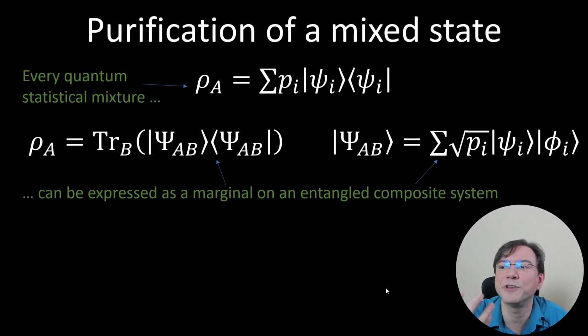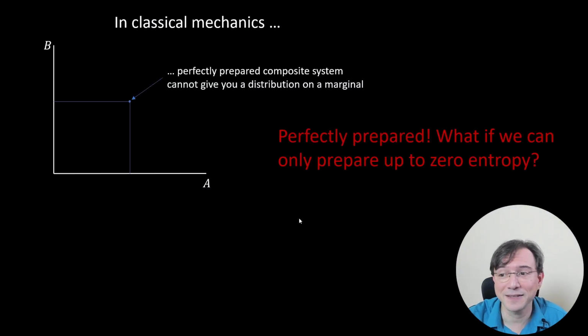Now, regarding entanglement, there is another thing in quantum mechanics: the idea of the purification of a mixed state. The idea is that any quantum statistical mixture, written in terms of a density operator, can be understood and expressed as the marginal of an entangled composite system. So you can always think of any statistical distribution as being entangled with something else. Can we do the same thing in classical mechanics? Again, if we assume a perfectly prepared composite system, no, we can't do it.